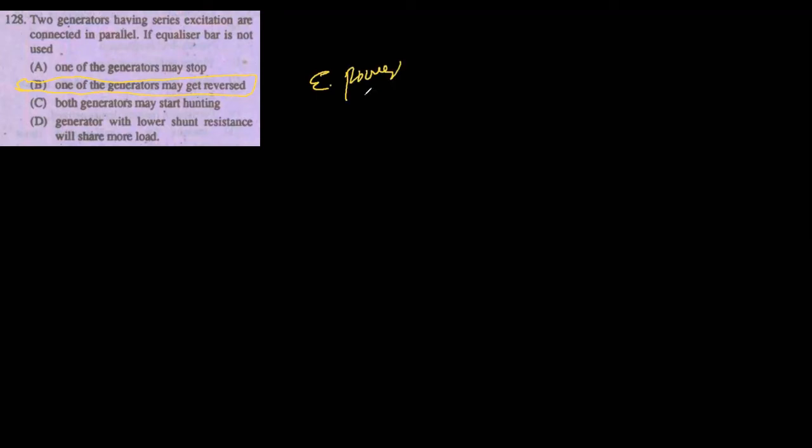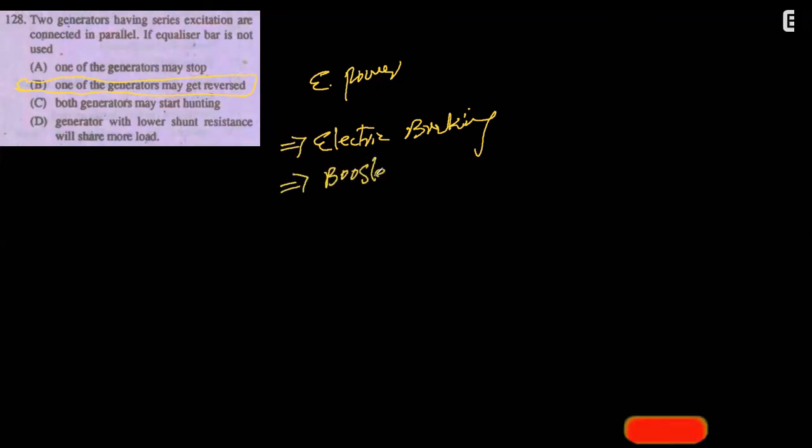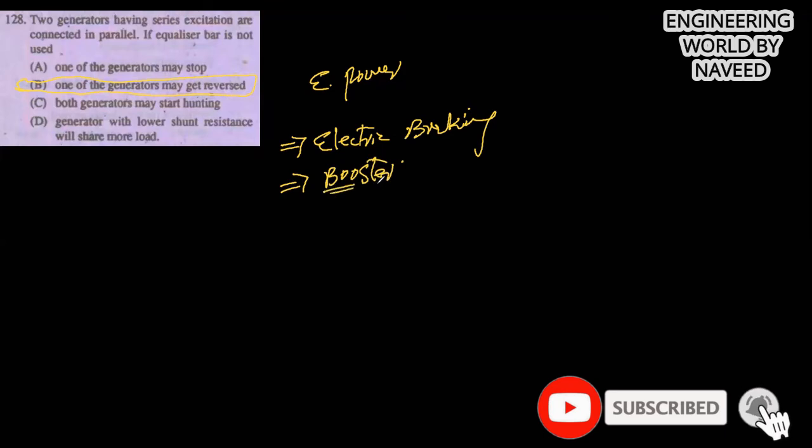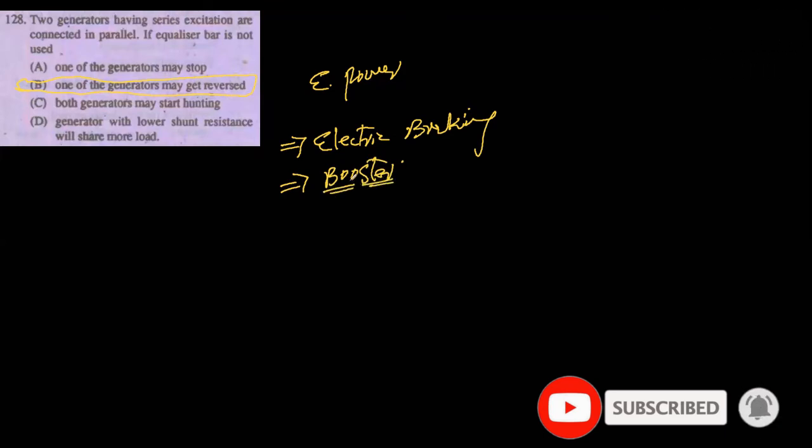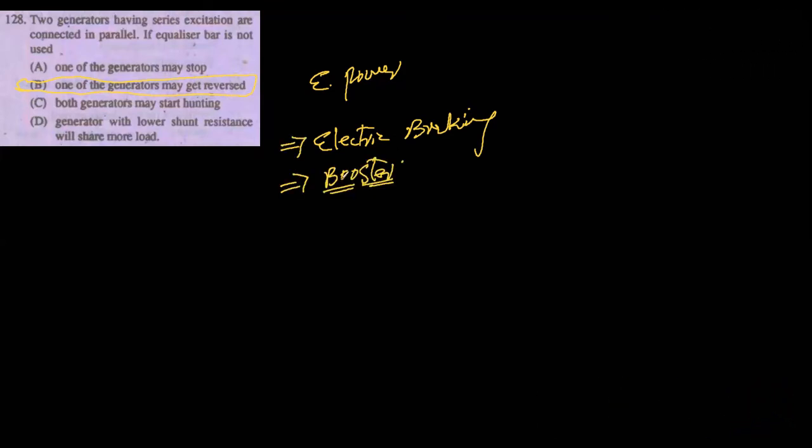So where do we use the series generator? We use the parallel combination of series generators in trains for the purpose of electric braking, and we also use the parallel combination of series generators in boosters. If you don't know what a booster is, you can ask me in the comment box. I will try to answer you there. Okay, so let's draw the parallel combination of series generators.